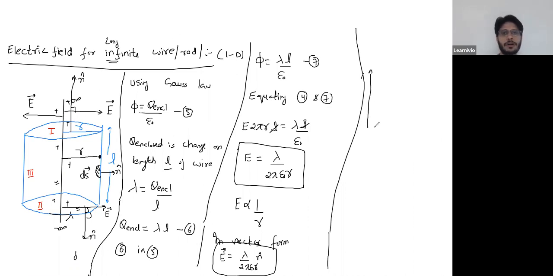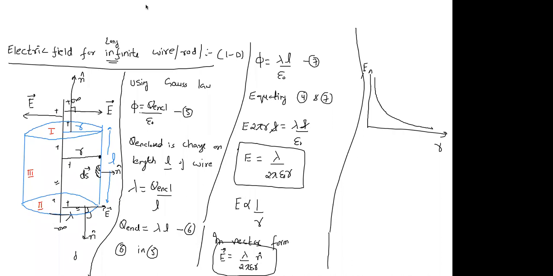If I plot the E versus R graph, this is R and this is electric field E. The graph will be a hyperbola. That means on increasing R, the value of E will decrease. Just note this. Sir, is R position or radius here? R is always position. It's the separation from the wire. If you talk about the cylinder, then this is the radius of the cylinder. But actually this is the separation from the wire.